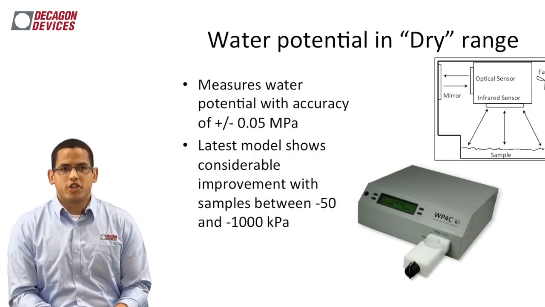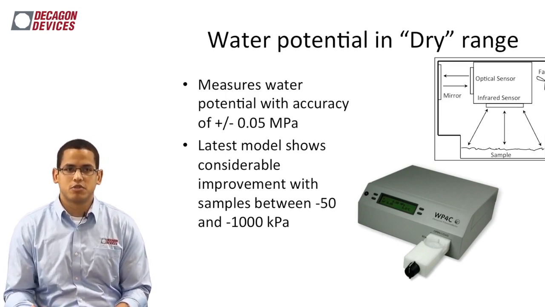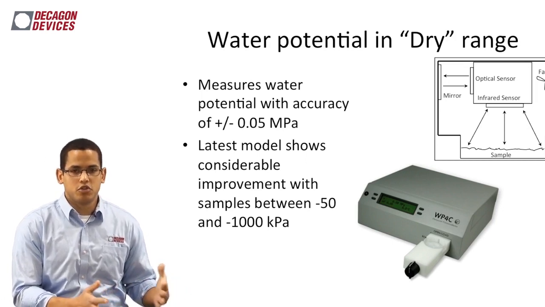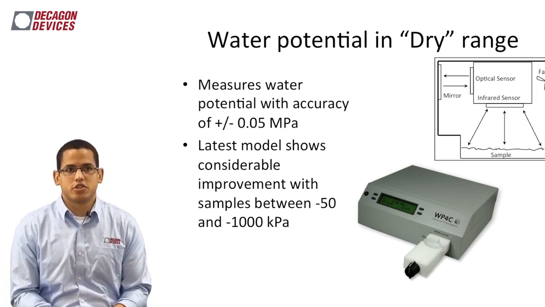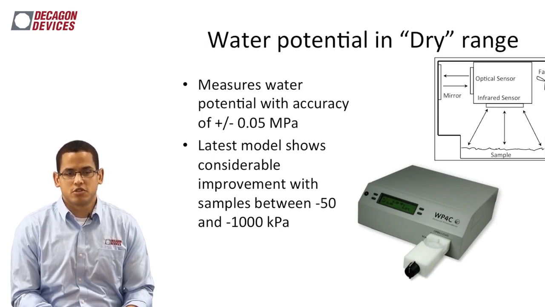So with the WP4C, typically we use the WP4C as the dry range instrument, whereas when we're using the HYPROP as the wet range instrument. And we use those two instruments together to get the full moisture characteristic curve. And with the WP4C, we're able to measure water potential with an accuracy of plus or minus 0.05 megapascals.